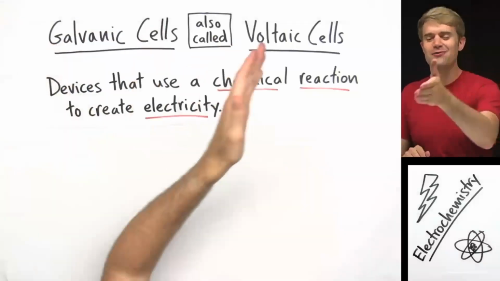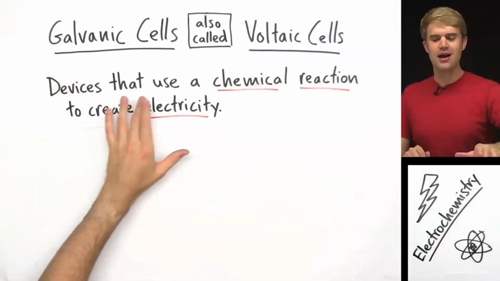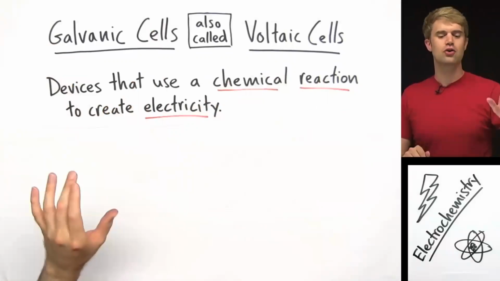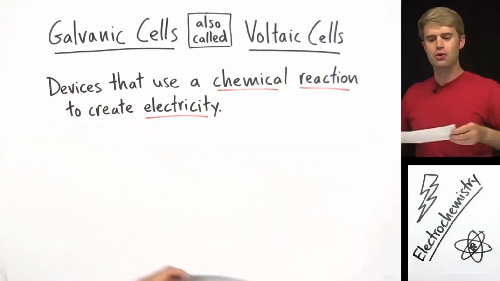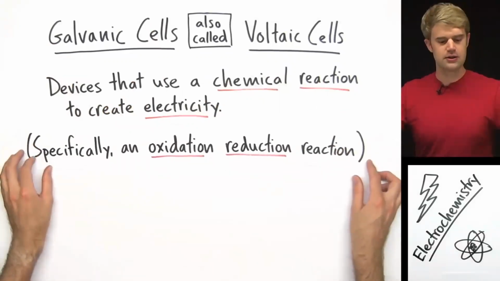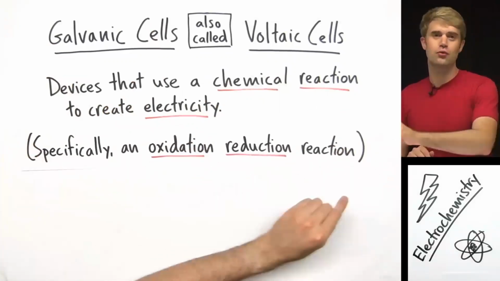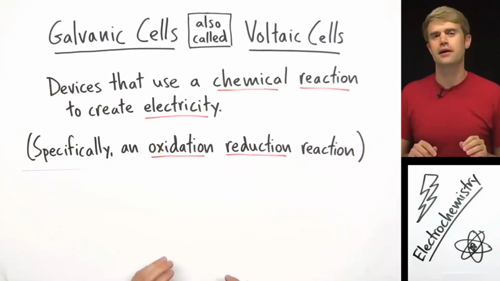Okay. So what are they? Well, galvanic or voltaic cells are devices that use a chemical reaction to create electricity. Specifically, the type of chemical reaction that they use is called an oxidation reduction reaction. But we'll talk more about that later.